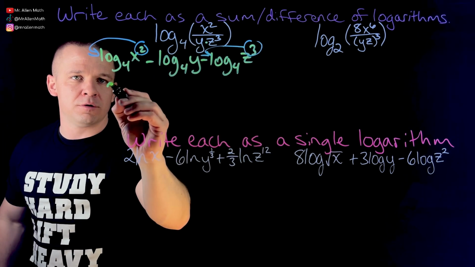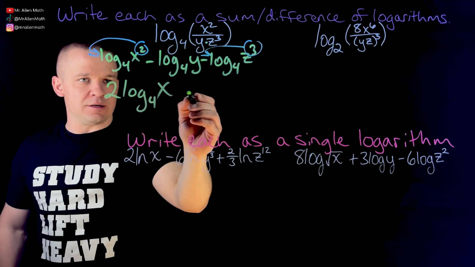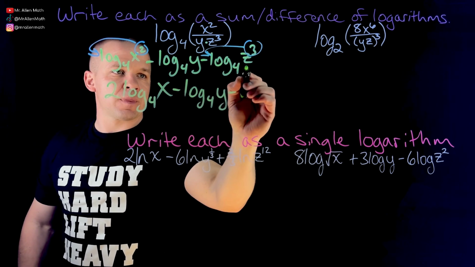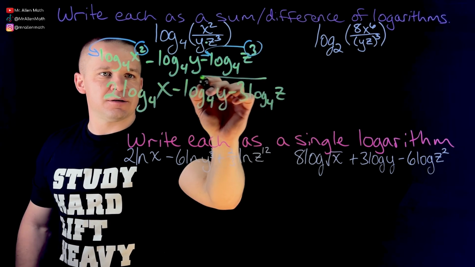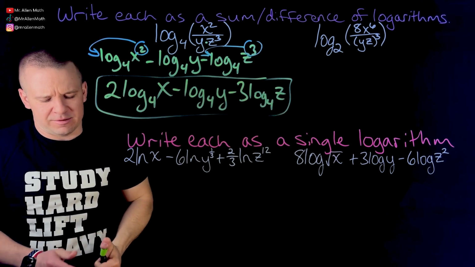So we're going to have 2 log base 4 of x minus log base 4 of y minus 3 log base 4 of z. That is my fully expanded form here. Cool? It's dope. It's awesome.